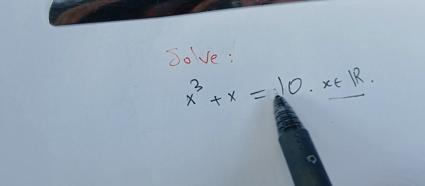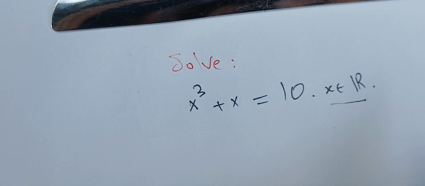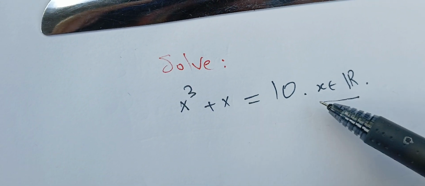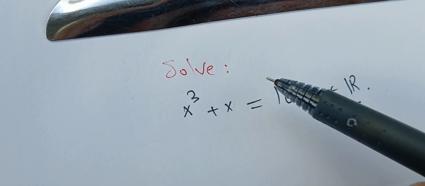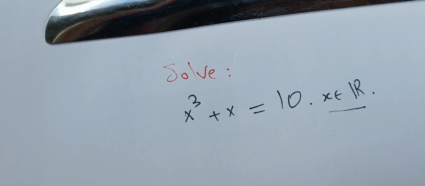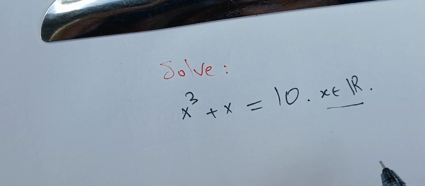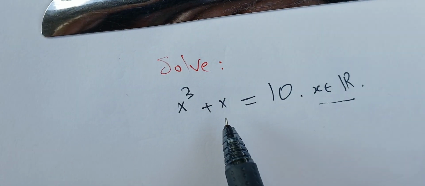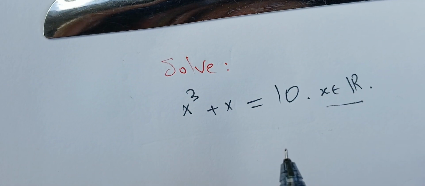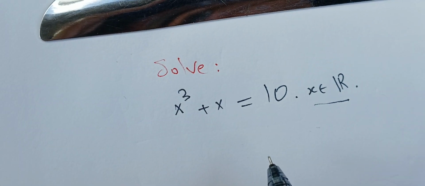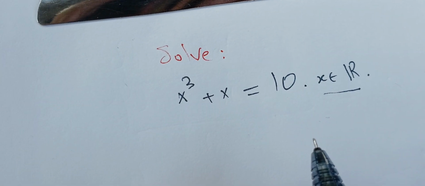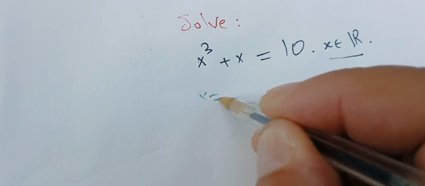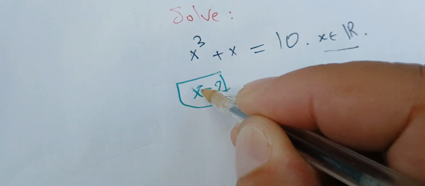In trying to solve these equations, sometimes trial and error can help. So 0 is not a solution, because 0 cubed plus 0 is 0, and 0 can't be 10. 1 can't be a solution. So we can check, sometimes this helps. And if we note that 2 cubed plus 2 is 10, that means 2 is a solution. It's great that we notice that x equals 2 is a solution.